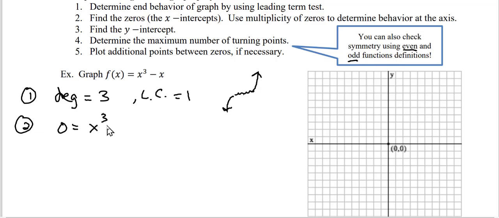That comes from where the function is equal to 0. I think the easiest way to find that is to factor out an x.